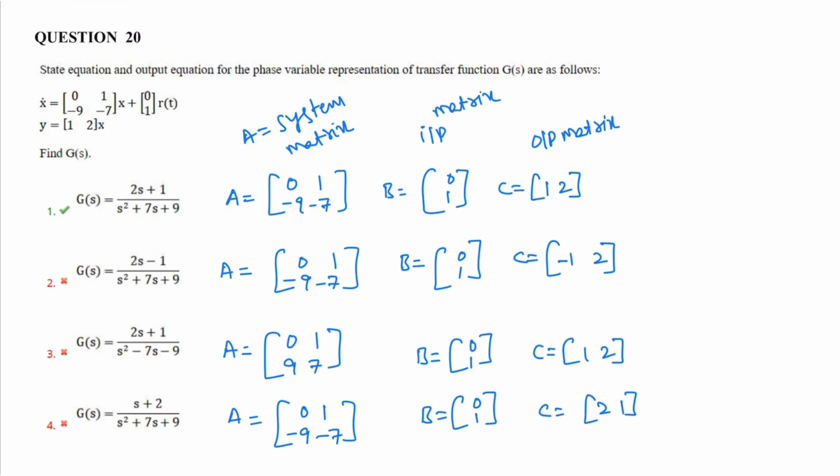The correct option is 1: [0 1; minus 9 minus 7], [0; 1], and [1 2]. Next question.